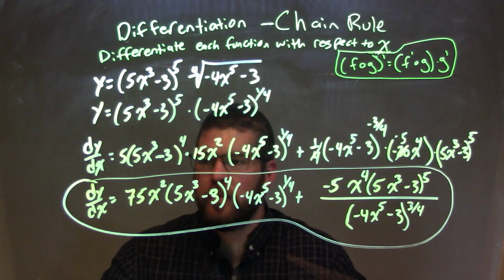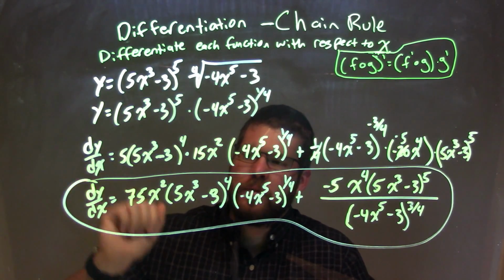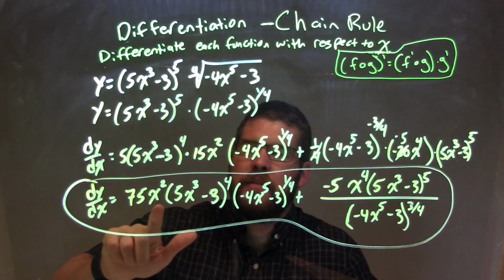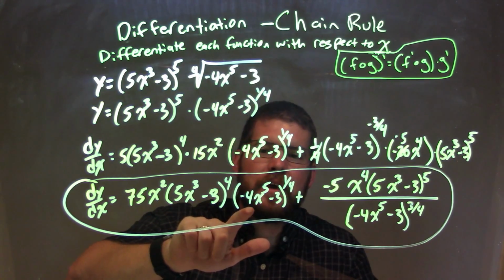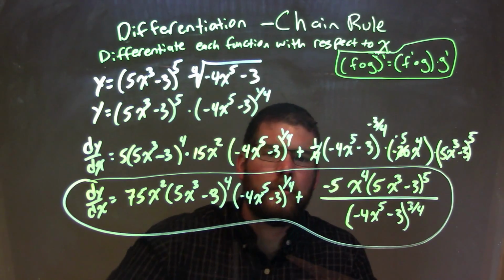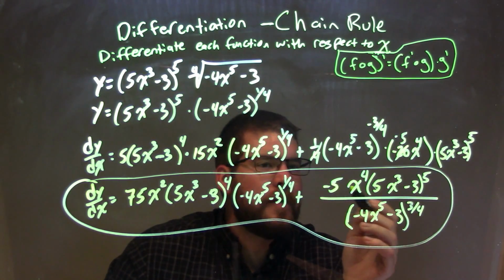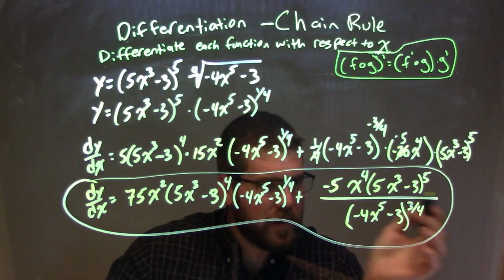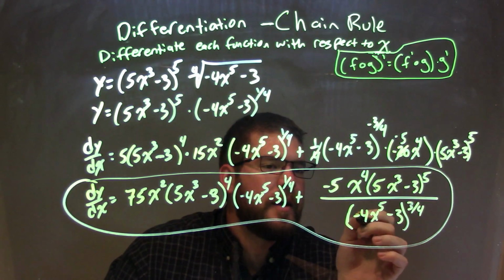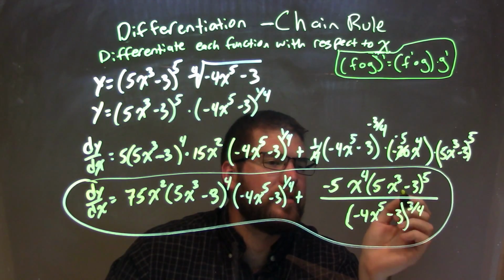I'd be fine with this, personally, but anyway, my final answer would be dy dx is equal to 75x squared times 5x to the third minus 3 to the fourth power times negative 4x to the fifth minus 3 to the 1/4 power plus negative 5x to the fourth times 5x to the third minus 3 to the fifth power, all of that second part over negative 4x to the fifth minus 3 to the positive 3/4.